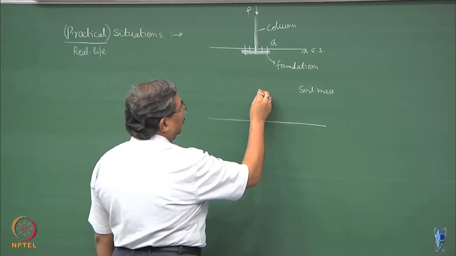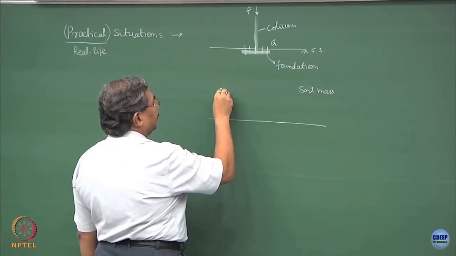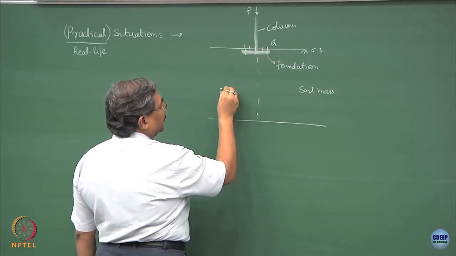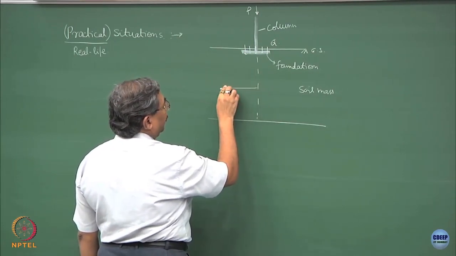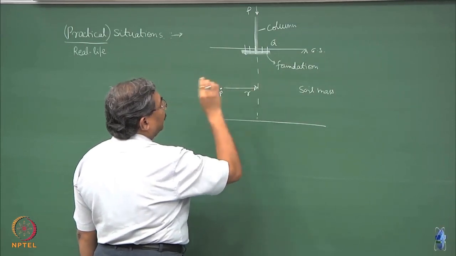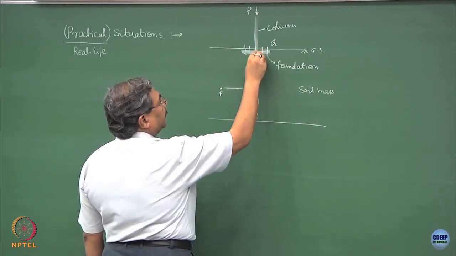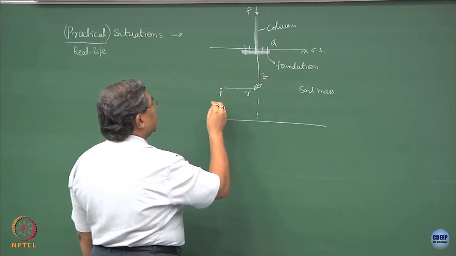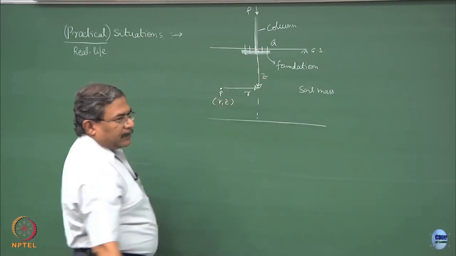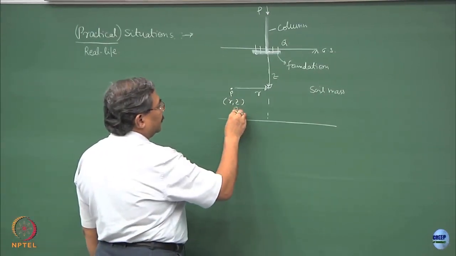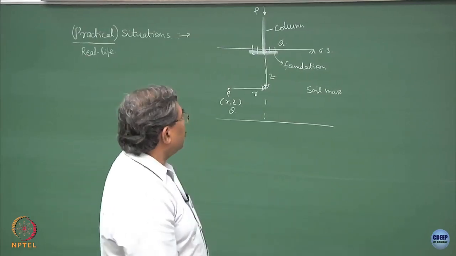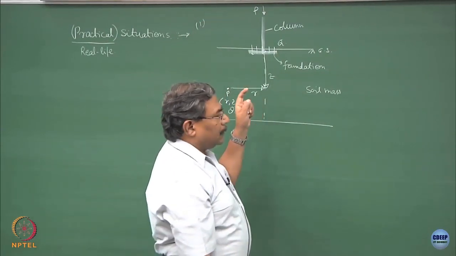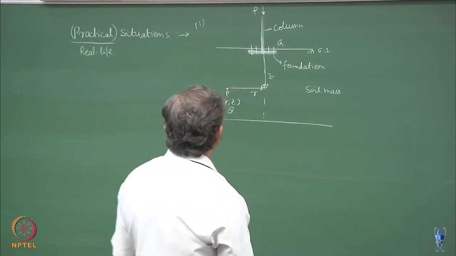I would like to understand what is the state of stress at this point P, and this point P can be defined in such a manner that I can say this is the radial distance R, and the depth of this point is Z. So basically it has the coordinates R, Z. I can include theta also here, it could be R, Z and theta. So this is situation number 1. When you construct foundations, I would be eager to know what is the state of stress in the soil mass.